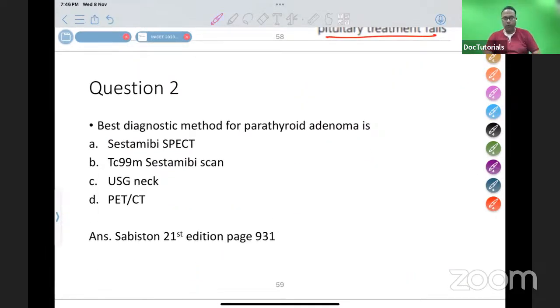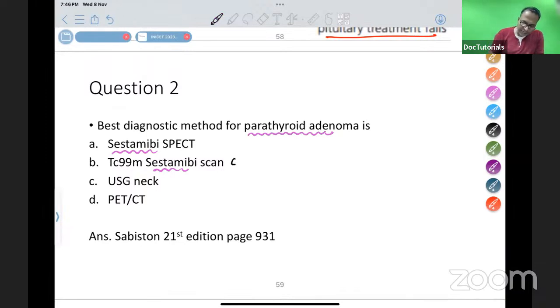See, this is another question. We have to be very careful in answering the question. Best diagnostic method for parathyroid adenoma. So most of you would have answered sestamibi scan, either technetium 99m sestamibi or sestamibi SPECT. There are many types of sestamibi scan. The examiner very carefully placed the MCQ to make you more confused in this choice.